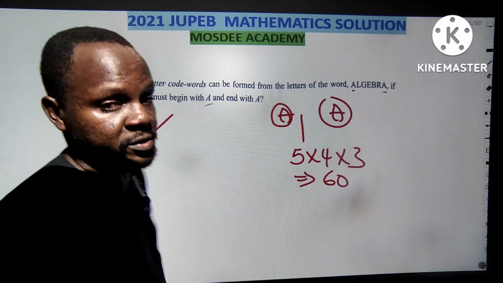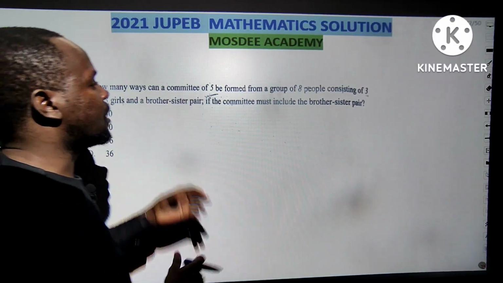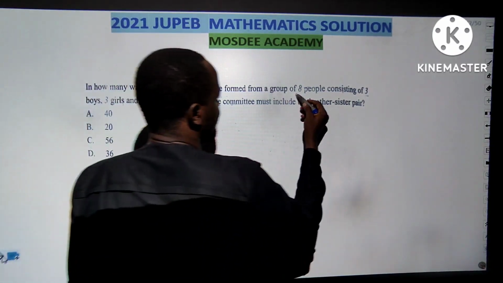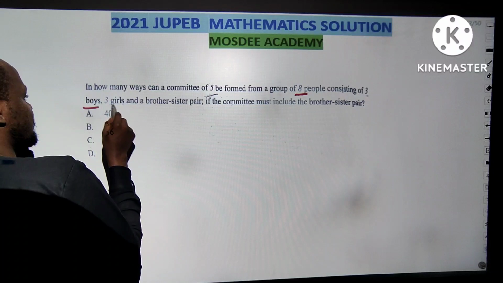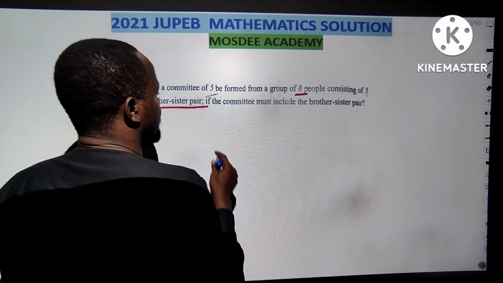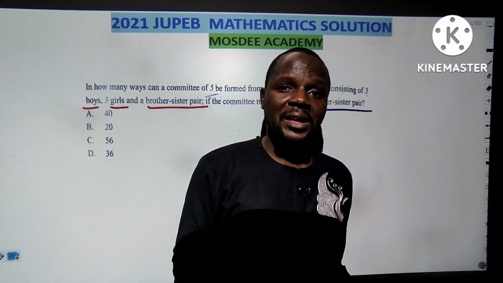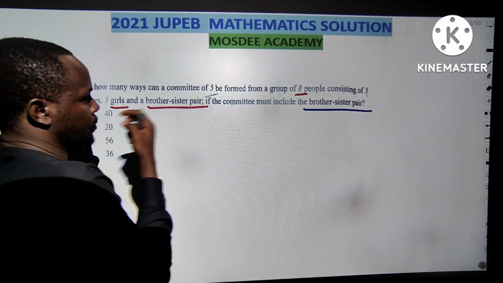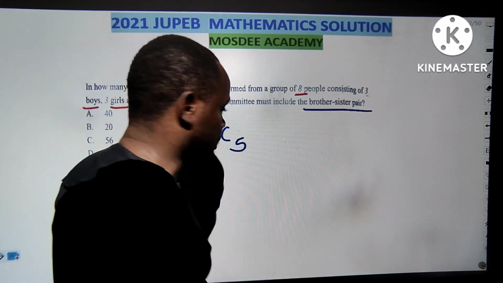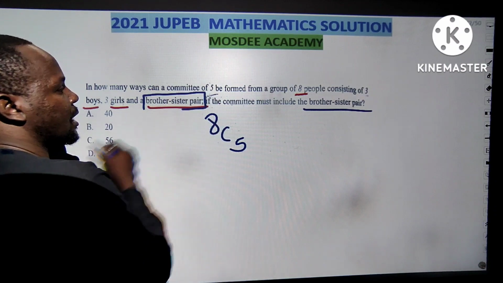The permutation and combination section is also important if you want to score very high here. The next one says, in how many ways can a committee of 5 be formed from a group of 8 people consisting of 3 boys, 3 girls, and a brother and sister pair, if the committee must include the brother and sister? Conditional permutation or conditional probability, anyhow you want. So if you want to pick 5 out of 8 people, that is 8 combination 5. Everybody knows that. I'll be using the calculator for combination now. But the question says I must include a condition, a brother and sister pair.